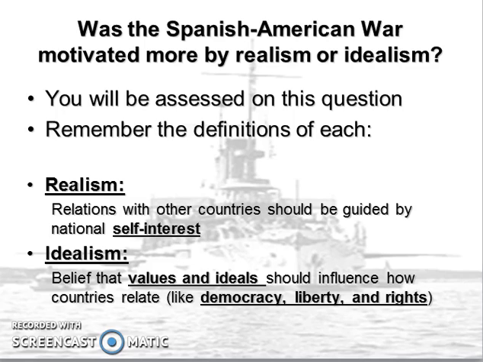You remember, realism is that relations with other countries should be guided by national self-interest. What's in it for us? What's in it for the United States? And idealism is a belief that values and ideals should influence how we relate with other countries. And we're talking about democracy, liberty, and rights. And that should be nothing new to you. So that's stuff we've covered before.